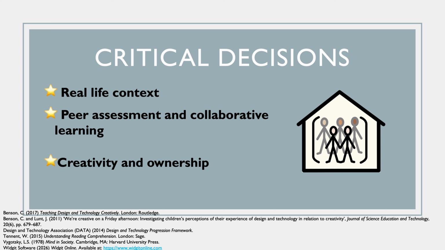The third decision was prioritising creativity and ownership of learning. Pupils were given freedom to make decisions about their designs, including materials, shape, and colour. Research by Benson and Lunt shows that this increases engagement and motivation as pupils feel a sense of ownership over their work. Finally, these decisions also support progression, as pupils develop their ability to make design decisions and evaluate their work.